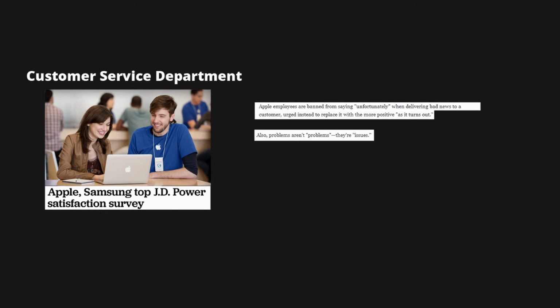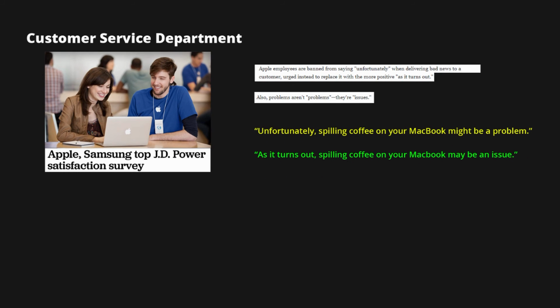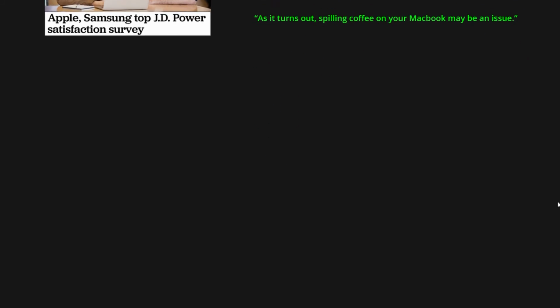So if you ever go to the Apple store and you spill your coffee all over your MacBook, they can't say, "Unfortunately, spilling coffee on your MacBook might be a problem." They're going to have to say, "As it turns out, spilling coffee on your MacBook may be an issue." And that's how Apple remains the top in customer service, among many other things. So support departments, like I said, are the backbone.